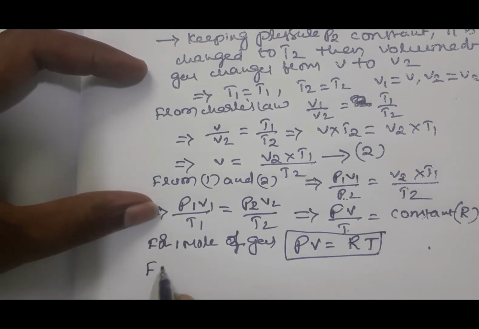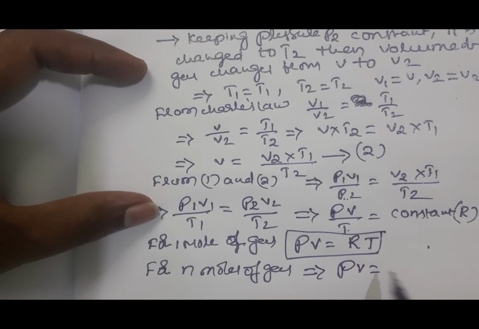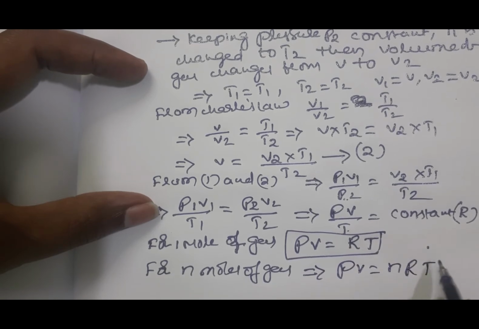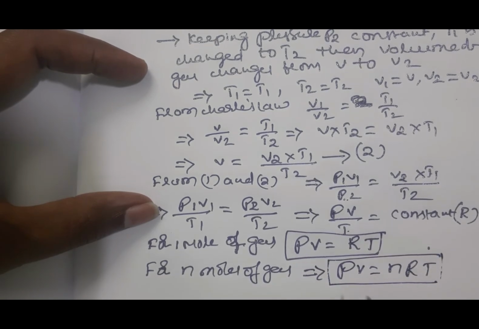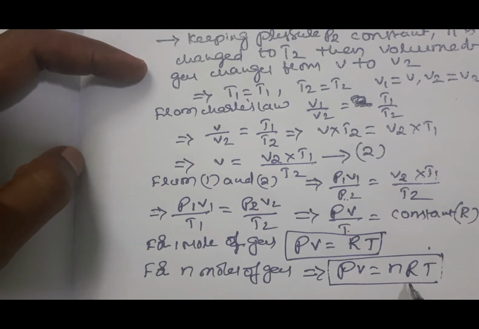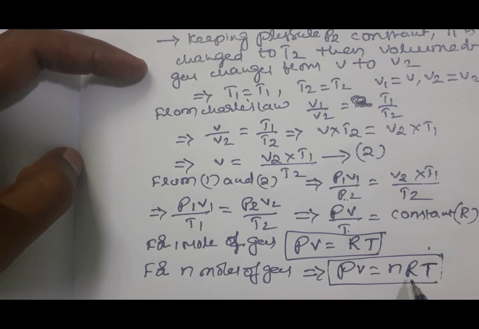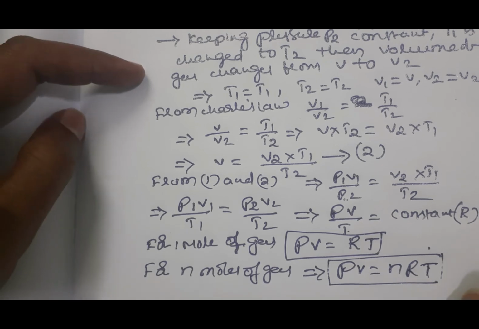For n moles of gas, suppose the number of moles of gas is n. For n moles of gas, the ideal gas equation is PV is equal to nRT, where P is the pressure of the gas, V is the volume of the gas, n is the number of moles of the given gas, R is the gas constant, and T is the absolute temperature. This gas constant is 8.31 joule per mole kelvin.